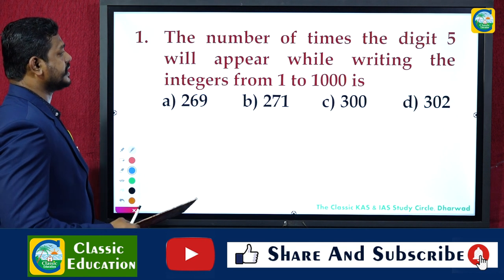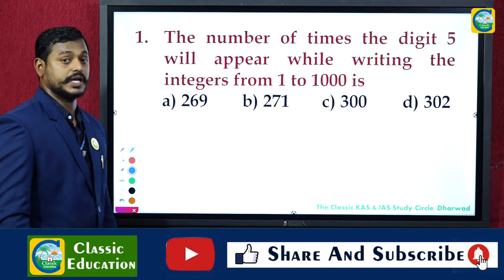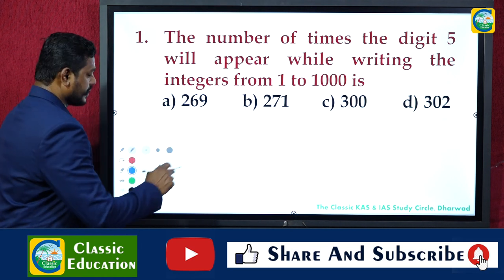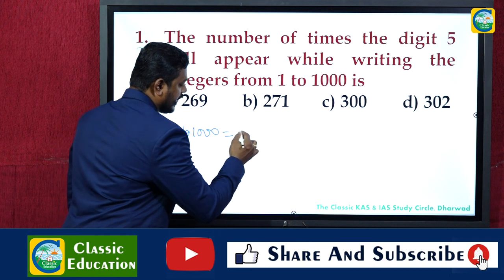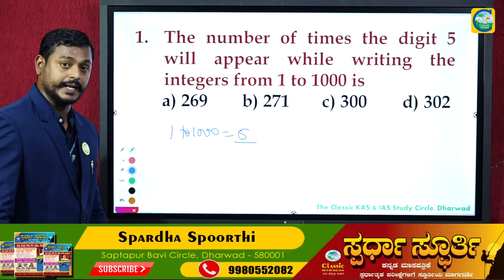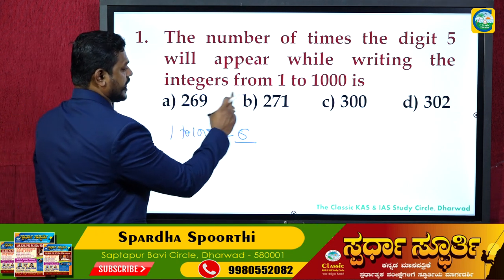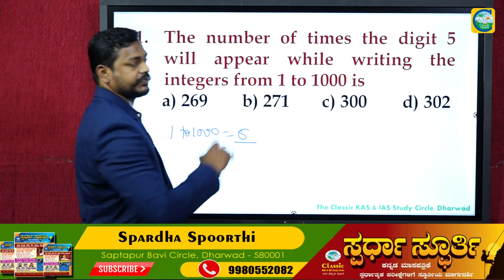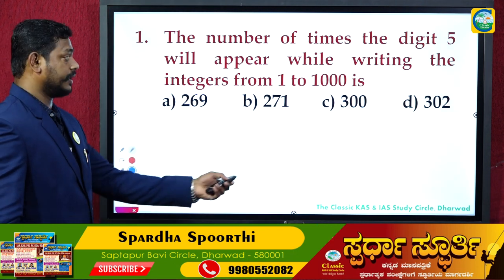The number of times the digit 5 will appear while writing the integers from 1 to 1000. Friends, from 1 to 1000, how many times will the 5 be repeated? The question is like that. The options given are 269, 271, 300, then 302. Let me see how to solve this type of question.